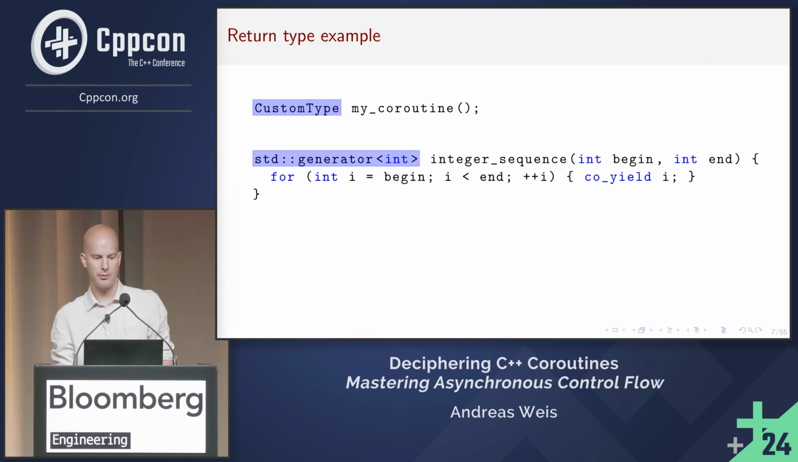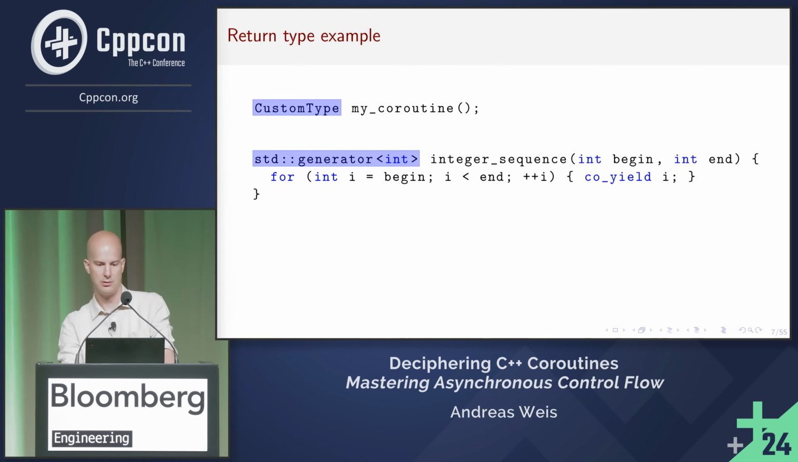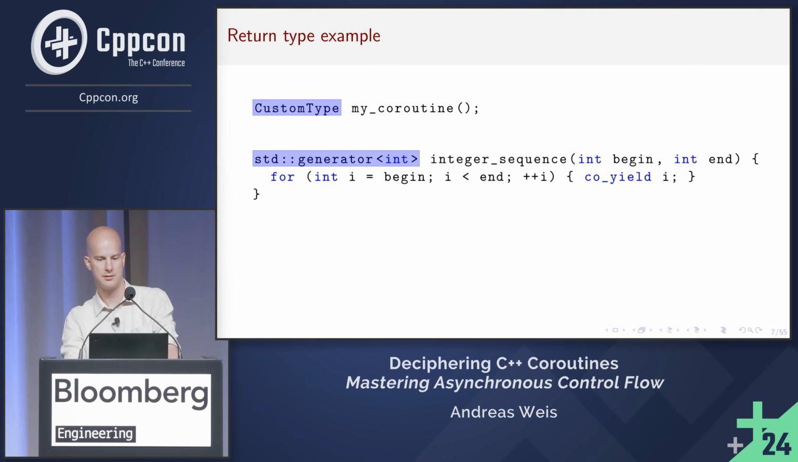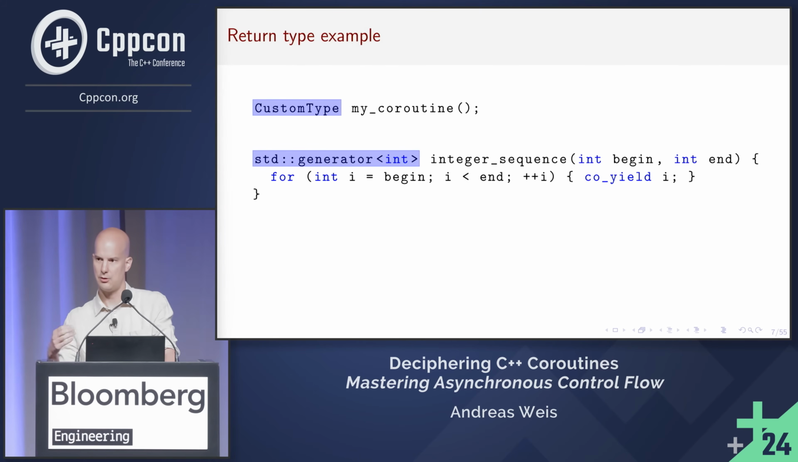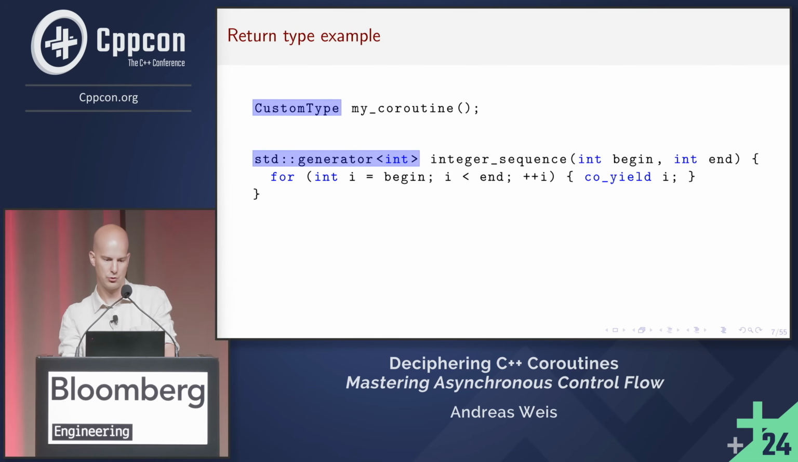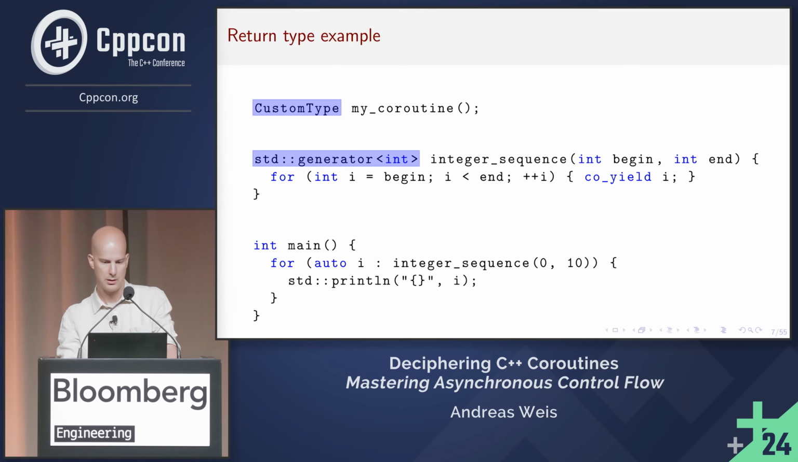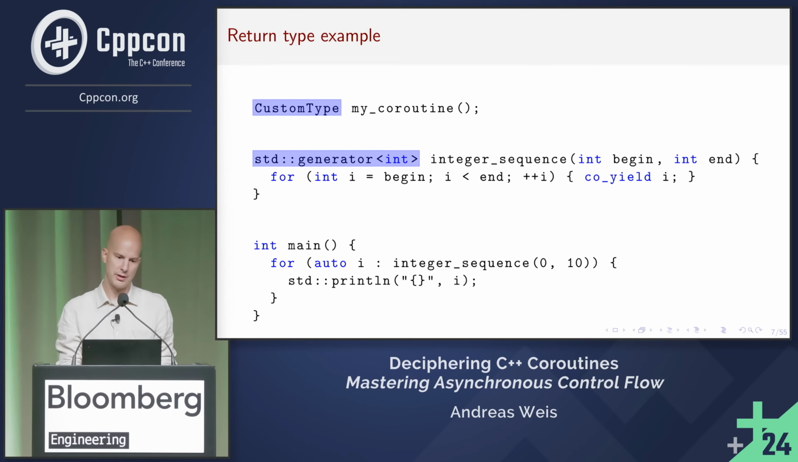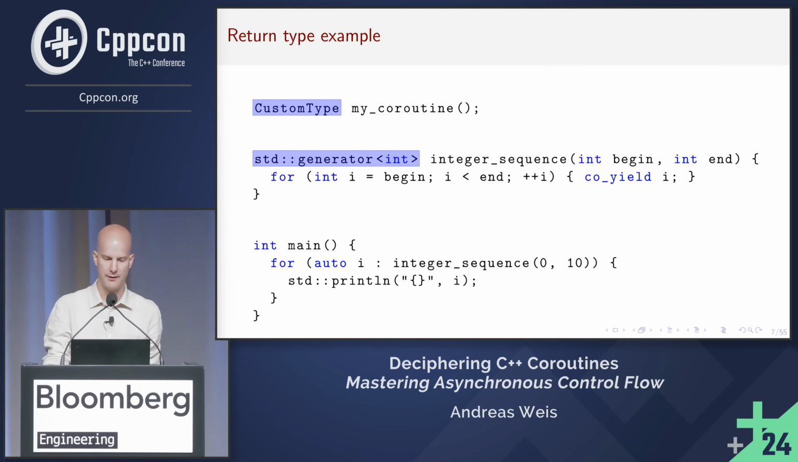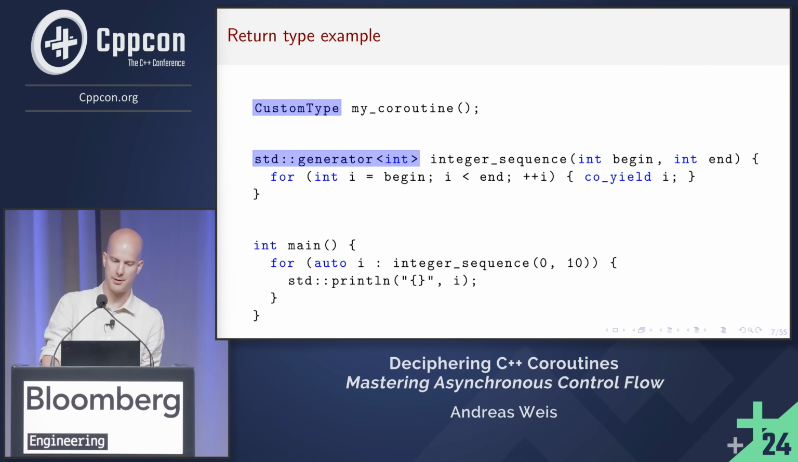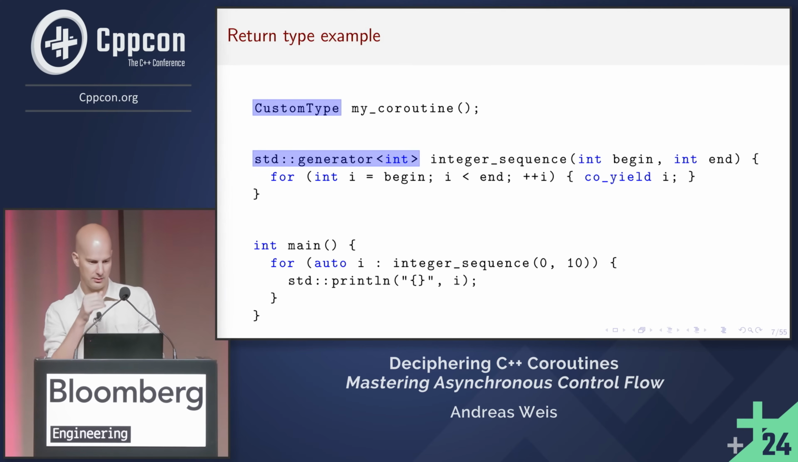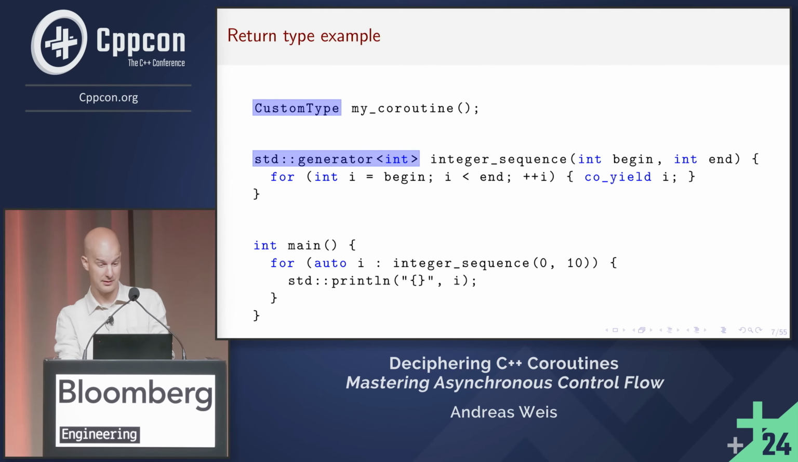Since C++23, we now have in the standard library one coroutine return type that ships with the standard library, that's std::generator. And that allows you to yield values from the middle of the function back to your caller. std::generator also implements the range concept, so anything that works with ranges can consume the values that are generated by this generator.